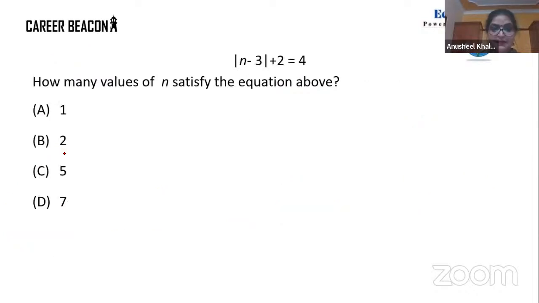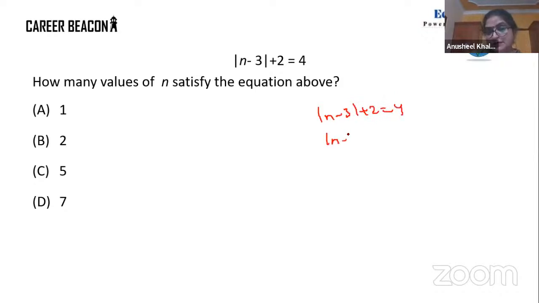Okay. Now let's move to the next question. Again, as I said, reading the question carefully is very, very crucial for your SAT, right? So let's try this question. Mod of n minus 3, plus 2, is equal to 4, right? Now what will students do? The moment they look at this expression with absolute value, they'll start solving it, right?